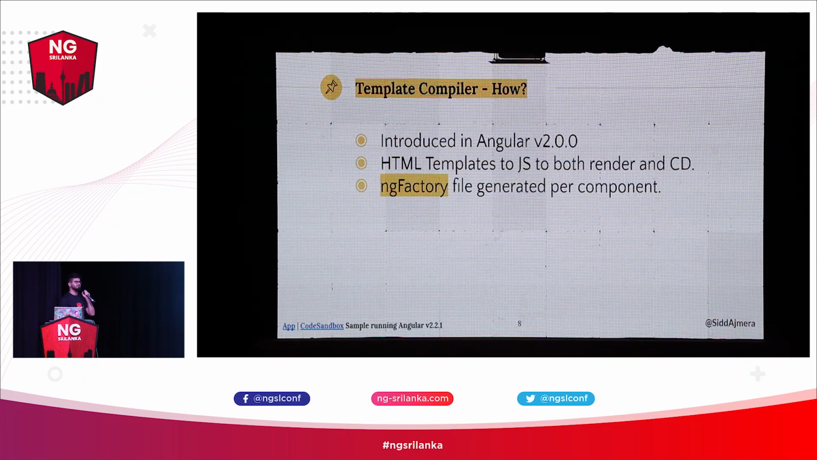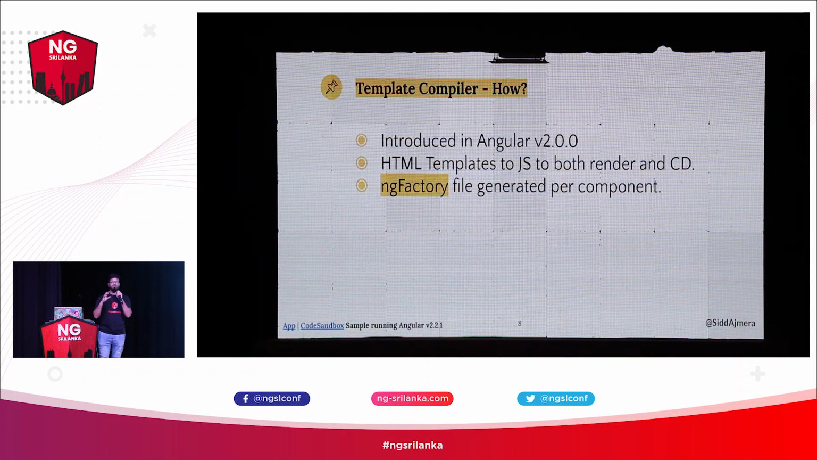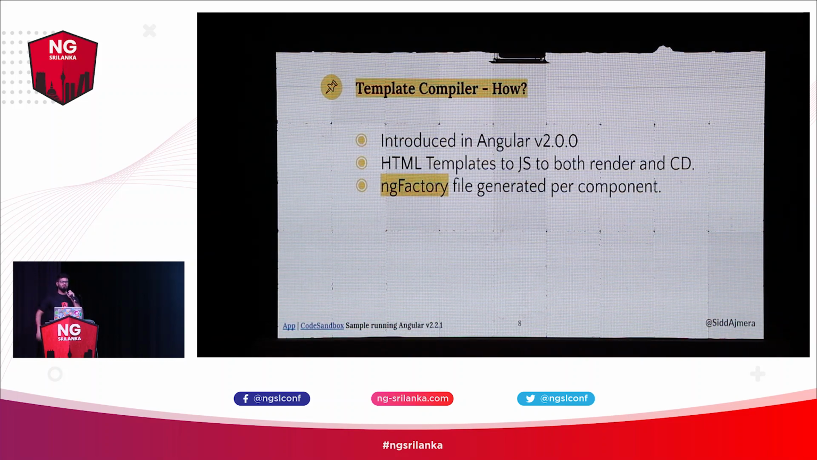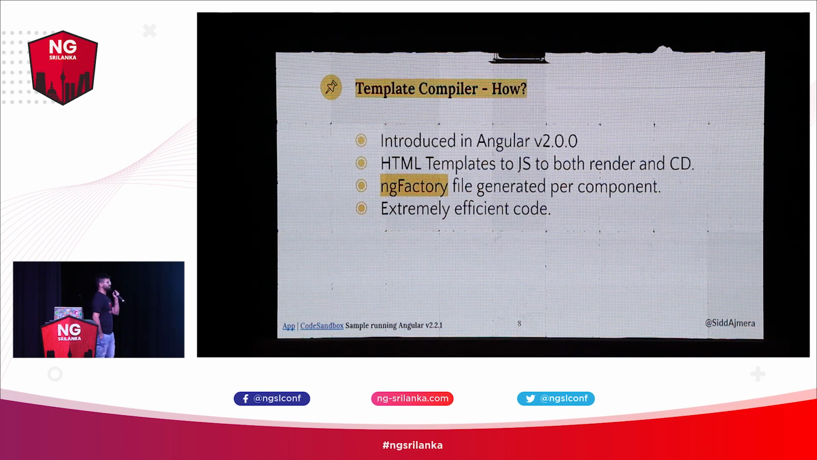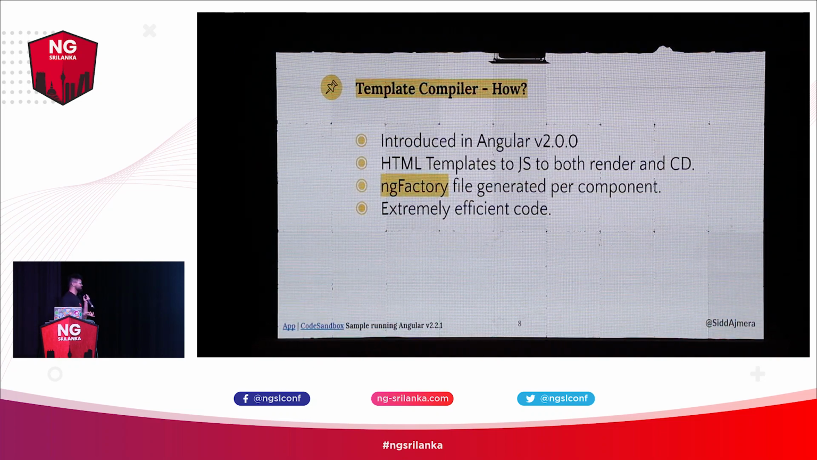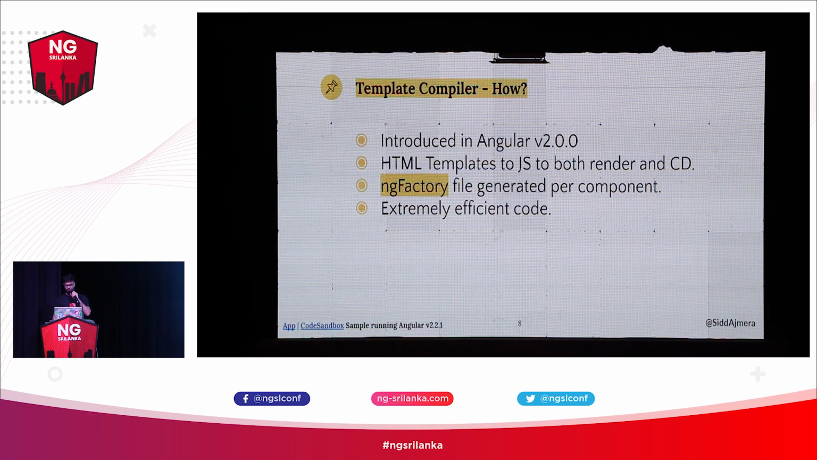This ng factory file is responsible for essentially representing your templates. So whatever template you have is eventually converted into a view definition or some rendering operations of sorts that eventually renders the DOM and detects changes. And the Angular team did some benchmarking tests, and the Angular team was able to determine that the way this was implemented, it was one of the fastest ways to efficiently render things to the DOM.